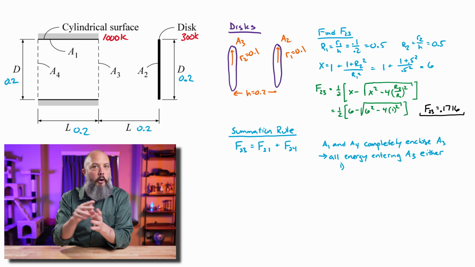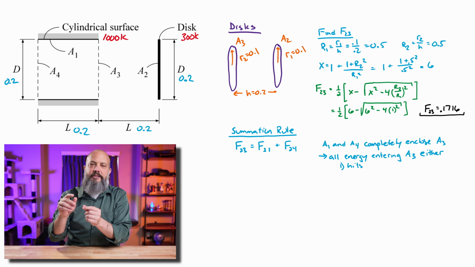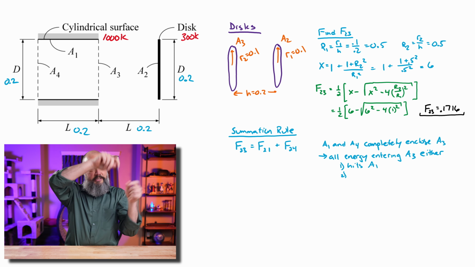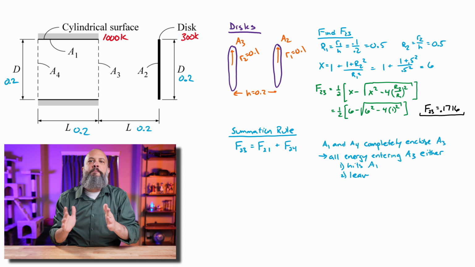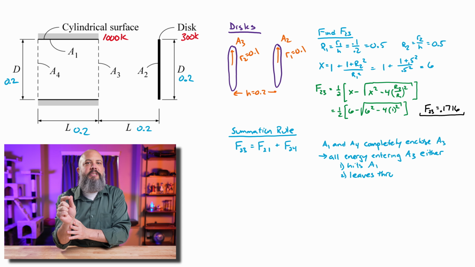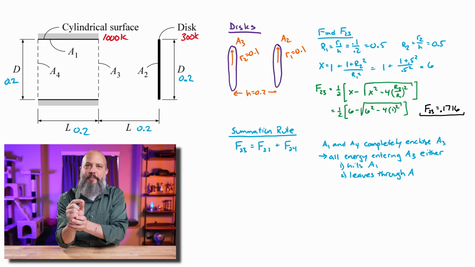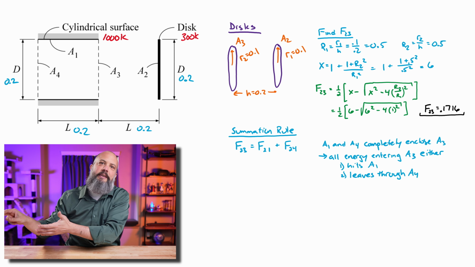Now, this isn't all the radiation leaving A2, right? Some of it, the 83%, could just escape out to the middle of nowhere. But for only this 17%, it will be divided by how much hits the wall and how much leaves.